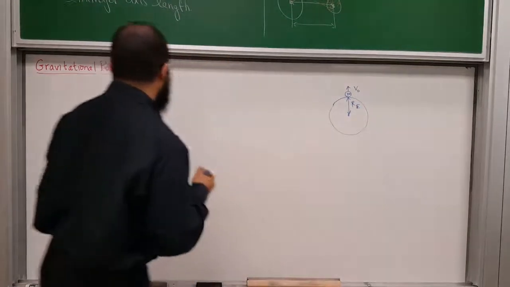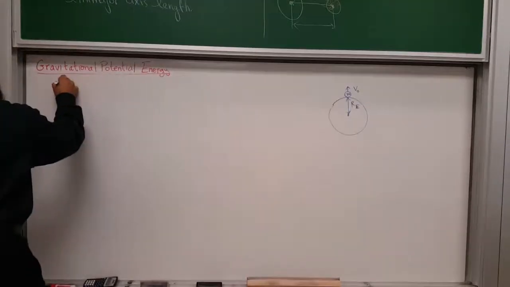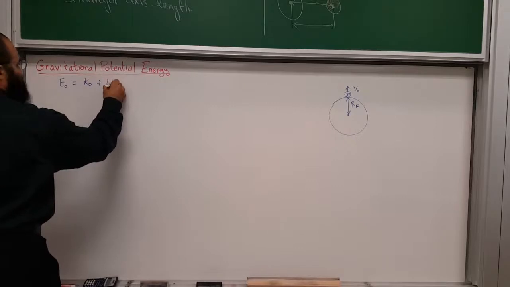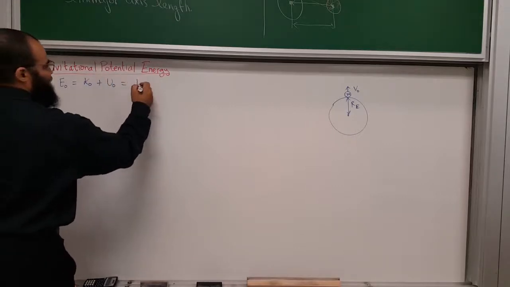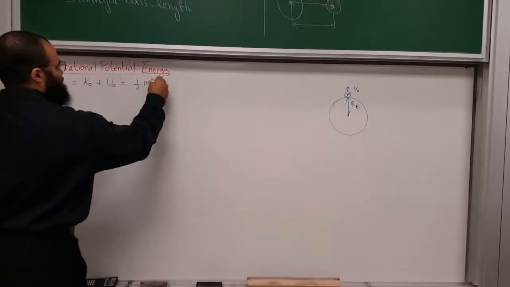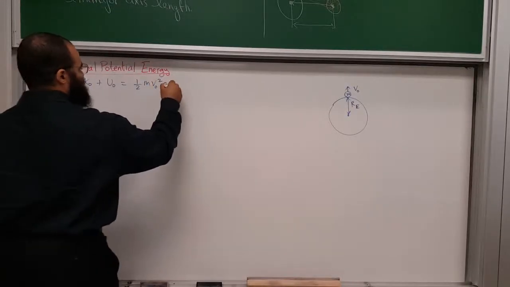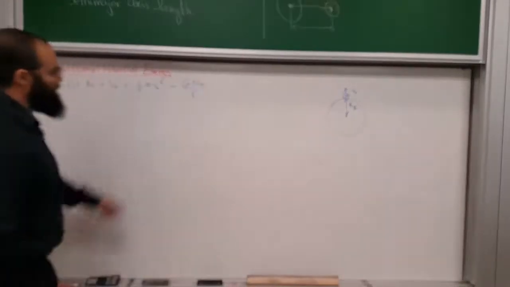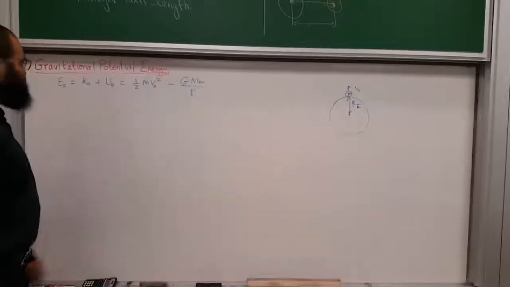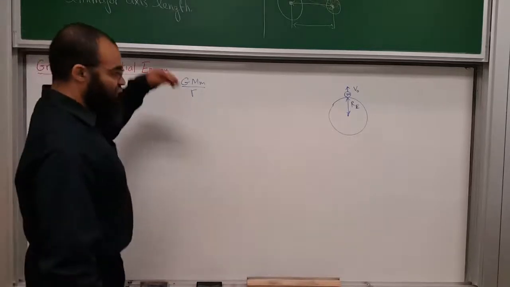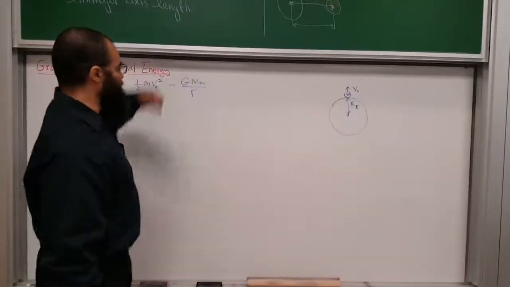So first, what is the initial total energy? It will be the kinetic energy at the beginning plus the potential energy at the beginning. Kinetic energy of our little mass will be 1/2 m v initial squared. And then the potential energy is negative G capital M little m over r, right? By definition of gravitational potential energy. The reference point will be 0 at infinity.